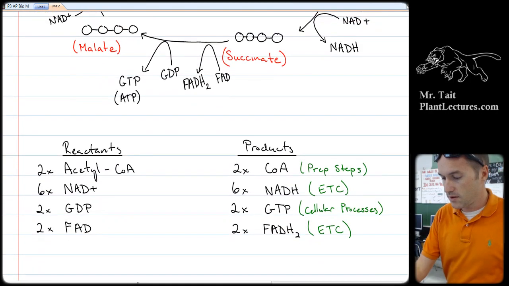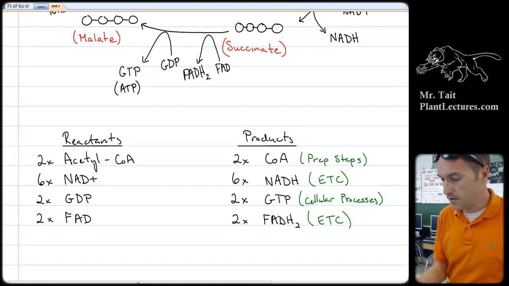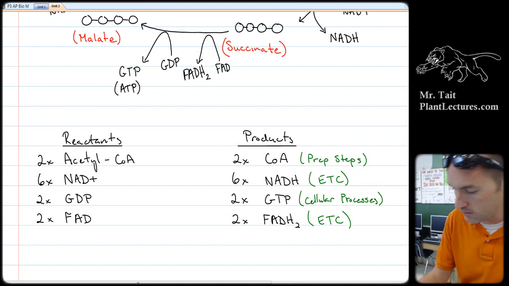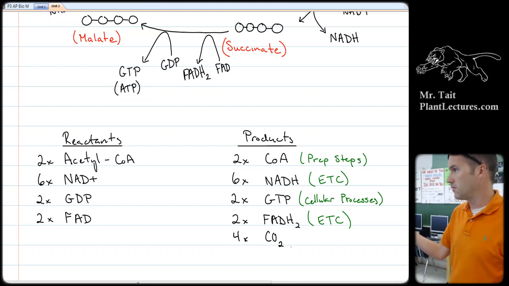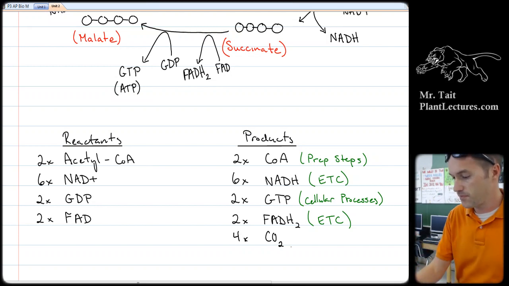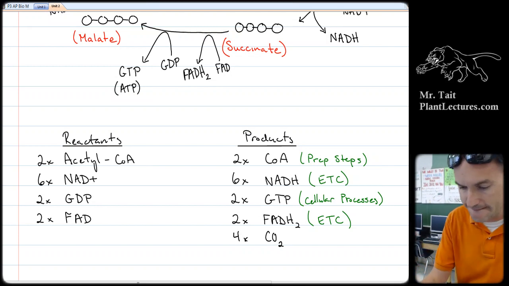Right? I guess I didn't put that in. Yeah, we should put that. We should put the CO2s in here. Thank you. Yeah, so it's 2 per cycle. Right? Which is waste.